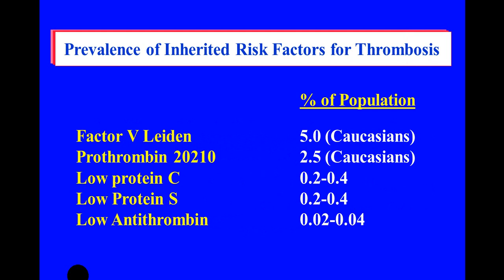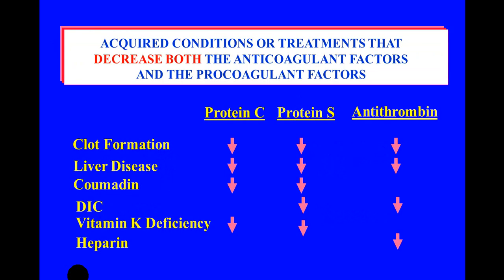Prevalence of inherited risk factors for thrombosis: factor 5 Leiden, as I mentioned, 5% of the population; prothrombin 20210, 2.5%; low protein C, low protein S, 0.2%; low antithrombin, also 0.2%. Acquired conditions or treatments that decrease both the anticoagulation factors and the procoagulant factors: liver disease, where all these are low; coumadin, warfarin, protein C and S low.